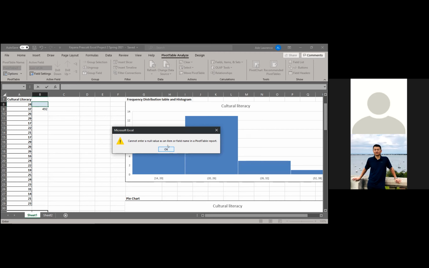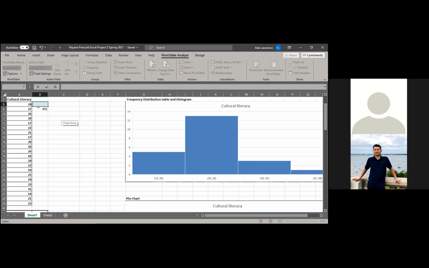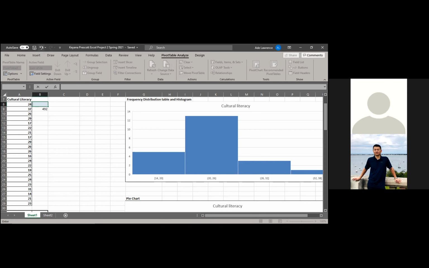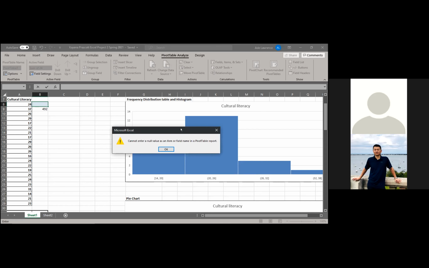It says cannot enter null, but I'm not trying to enter anything. I'm just trying to delete it, but it won't let me. That's okay. Maybe go back. We need to delete a histogram first before we can delete that. So leave it there, and just go delete this histogram first.